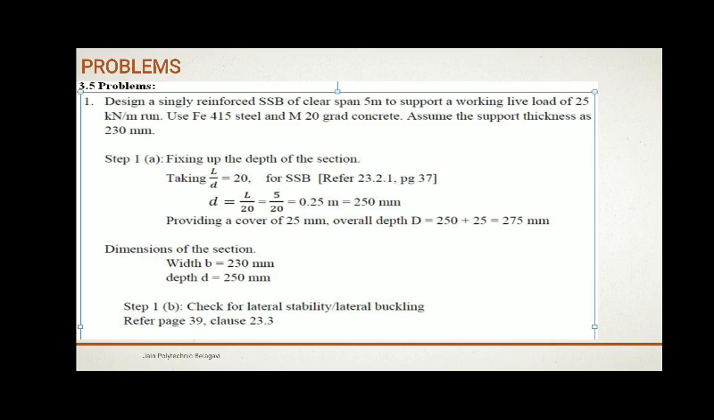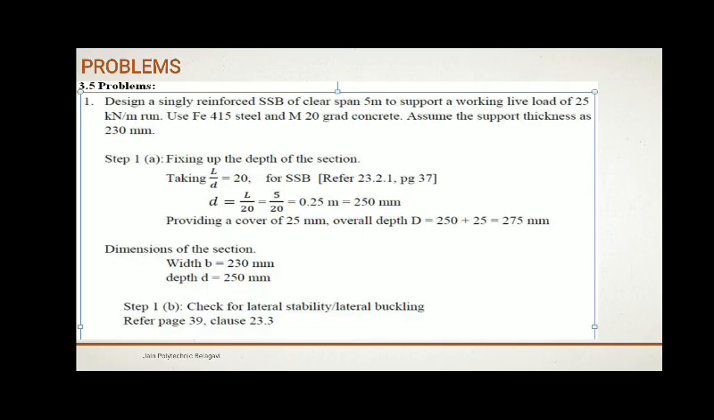First one is step 1. First we have to fix the depth of the section. Now taking L by D is equal to 20. Why 20? Because for a simply supported beam, as per IS 456, clause 23.2.1, page 37, length by depth ratio is equal to 20. Therefore, we know the length, so we want the depth. So small d is equal to L, that is the clear span, 5 meters, 5 by 20 is equal to 0.25 meters, which is equal to 250 mm.